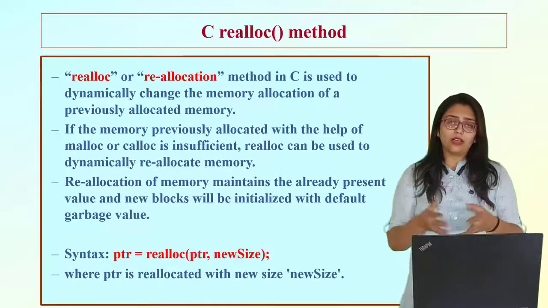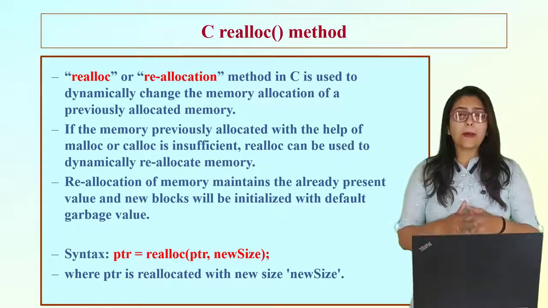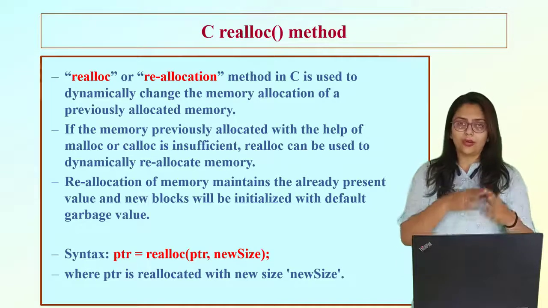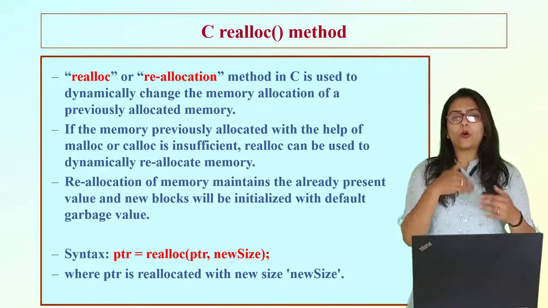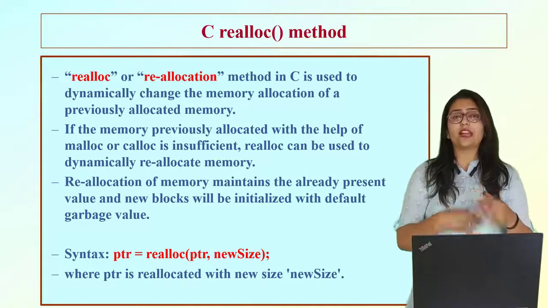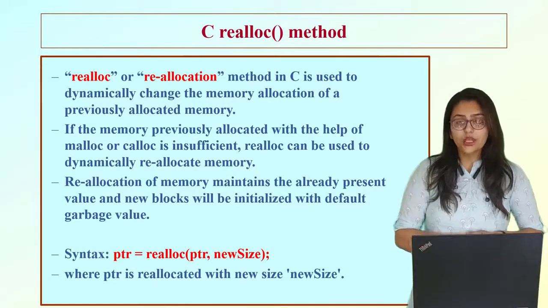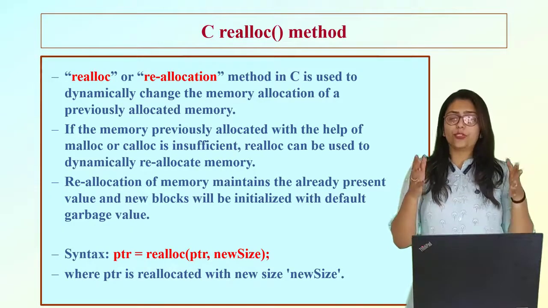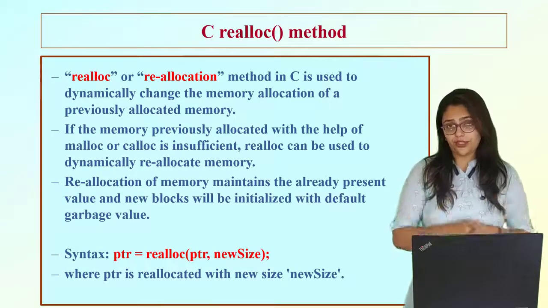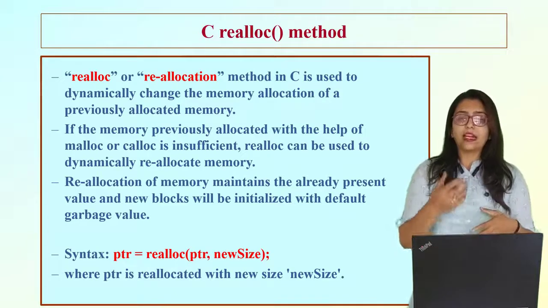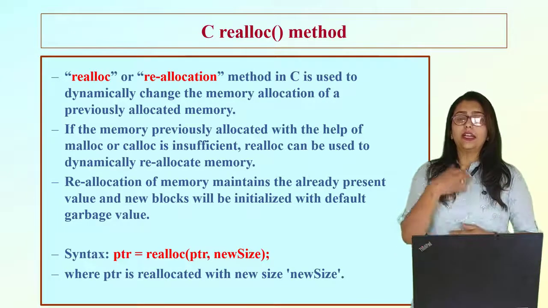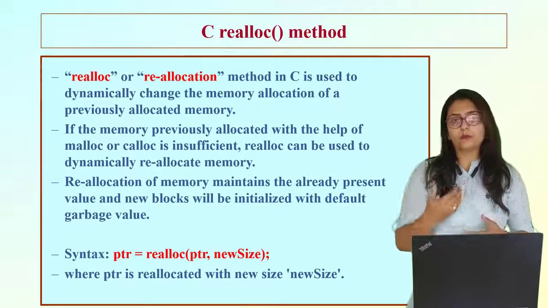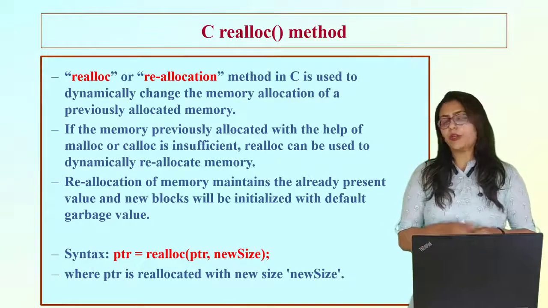The last but not the least is the realloc method. Basically, sometimes it may happen that whatever memory is allocated dynamically, you want more or less memory. You want to change that dynamically allocated memory. Sometimes whatever memory you asked for using malloc and calloc is not sufficient. At that time, dynamically you can ask for reallocating some memory, either a larger block or a smaller block. At that time you can use this function.